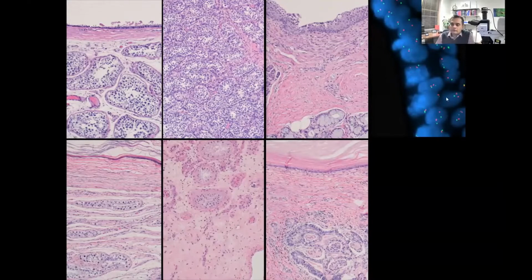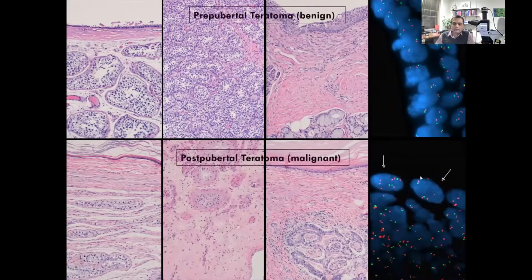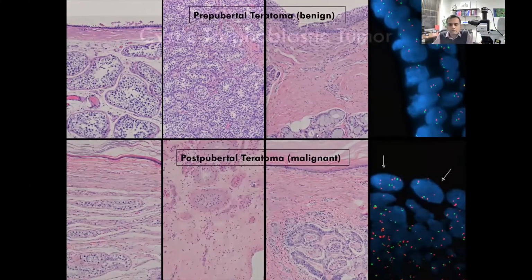And then finally, if you do a FISH study, you'll find the prepubertal ones are all normal. They have normal copies of chromosome 12. In contrast, if you look at the postpubertal teratomas, they all have these additional copies of chromosome 12 because of the isochromosome 12p phenomenon. So this is a benign prepubertal teratoma. This is an example of a malignant postpubertal teratoma.